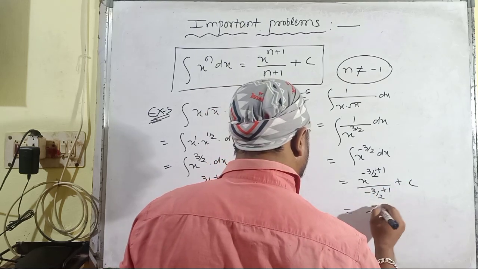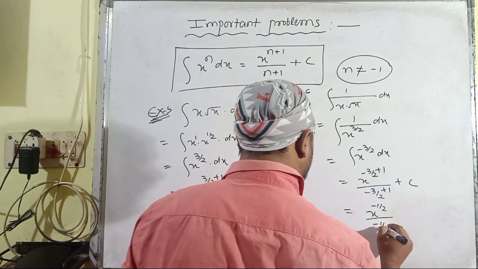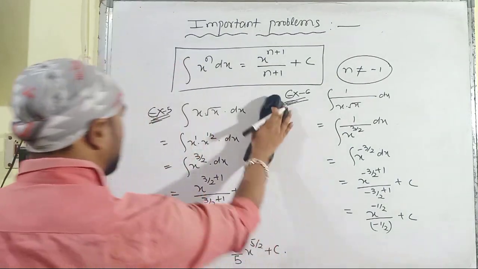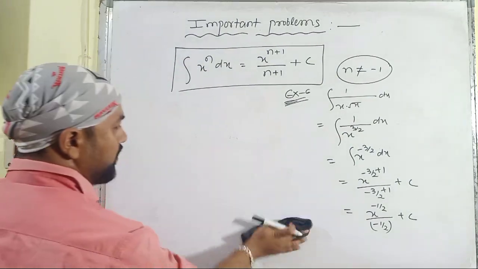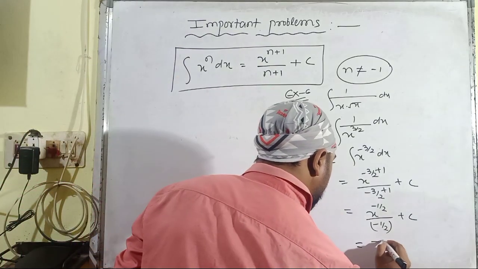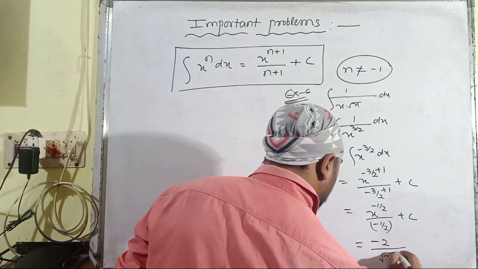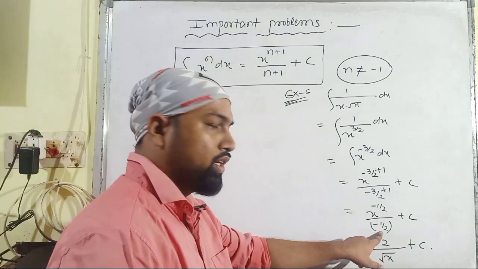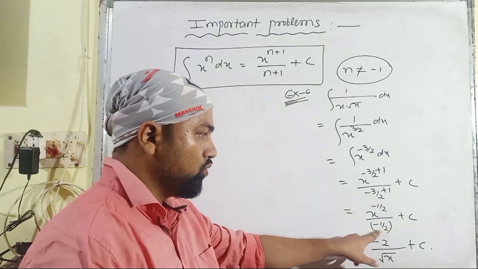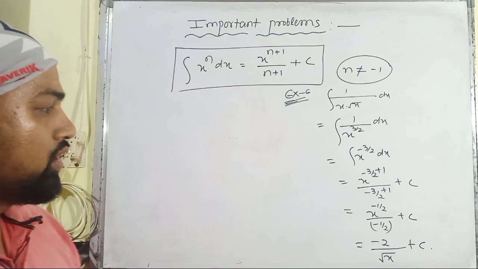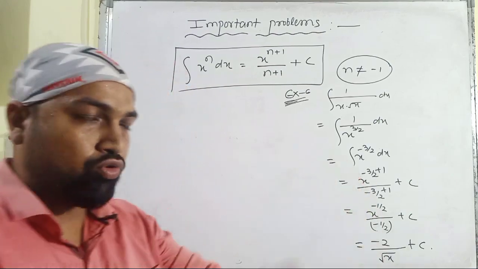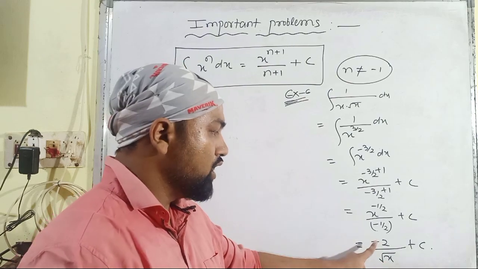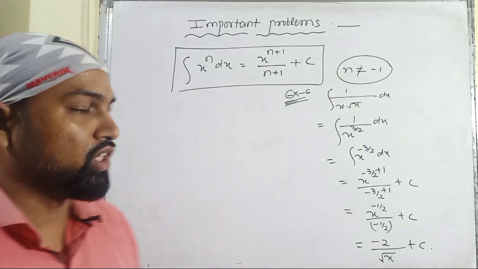Then it will be x to the power minus 1 by 2 divided by minus 1 by 2 plus any constant c. Then just solve it. It will be minus 2 divided by root x plus any constant c. This minus 1 by 2 got reversed, so it will be minus 2 in the numerator, and whenever x to the power minus 1 by 2 comes to the denominator part, it becomes positive, so it will be x to the power 1 by 2, which is equal to root x. So the answer is minus 2 divided by root x plus any constant c.